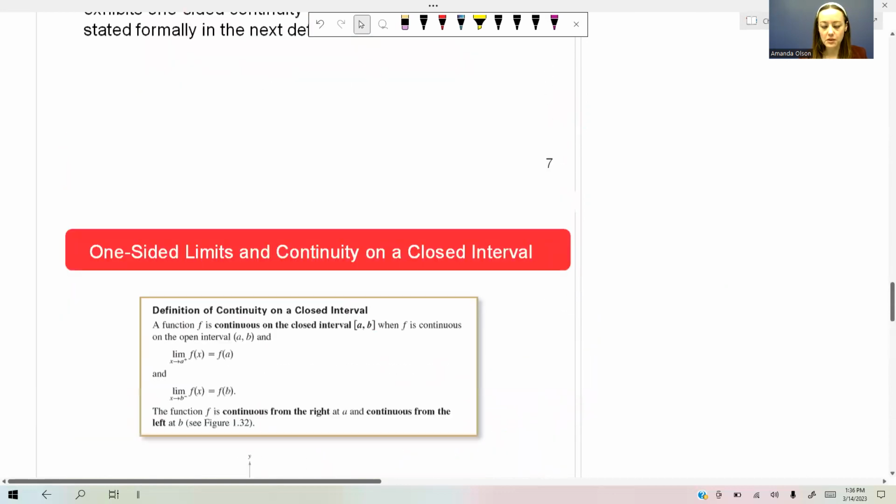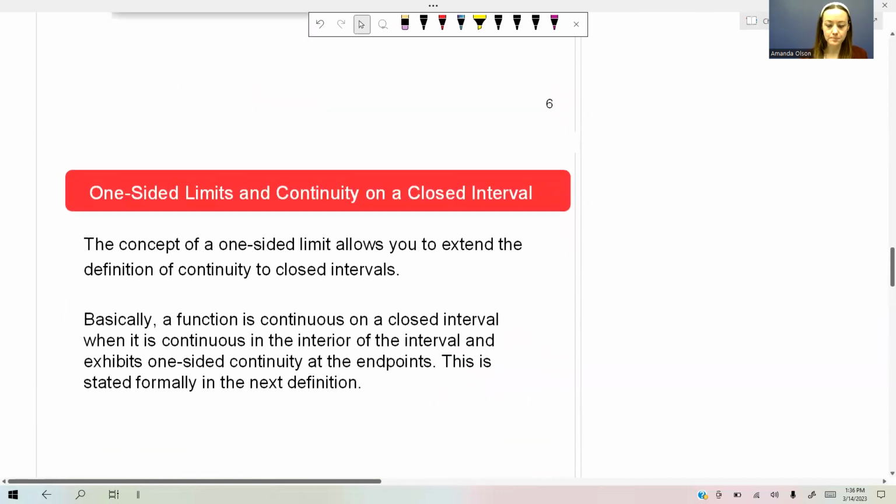So hopefully this gives you a little bit of an understanding of continuity, and you can use that to then work some examples for continuity problems.